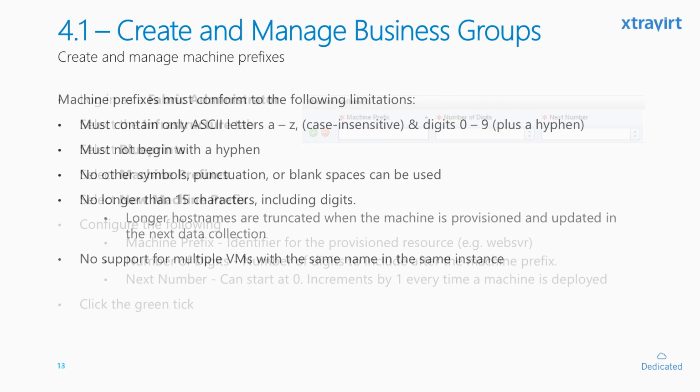And I think the final point on this slide is probably, it's a bit obvious, but there's no support for multiple VMs with the same name in the same instance. So, I think the machine prefix handler will go off, and if it detects something with the same name, it will try and use the next one before it actually starts to fail. And again, if you're provisioning on the same vCenter platform, it goes without saying you can't start using the same VM names.